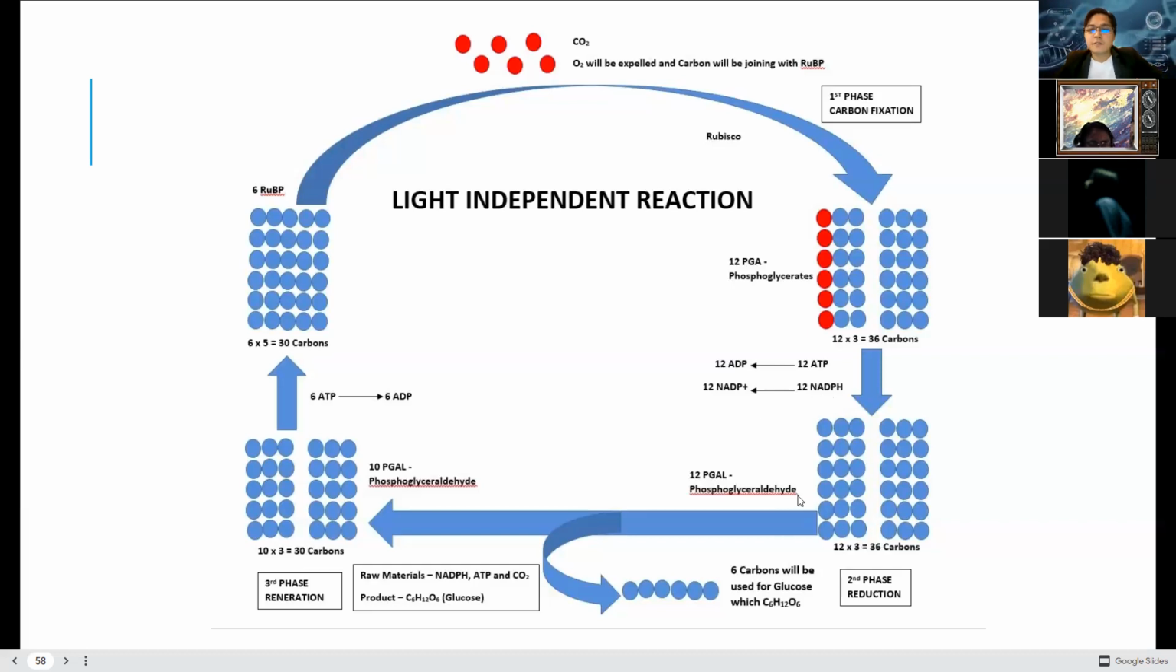We have now 12 PGAL or phosphoglyceraldehyde. Your phosphoglyceraldehyde is a 3 carbon molecule. So we have 36 carbons in the PGA and 36 carbons all in all in the PGAL. In the process again, we converted ATP into ADP because we use ATP, and we also use NADPH in the process.